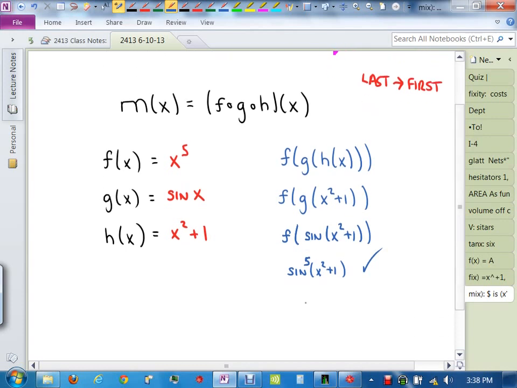It depends. I think you're asking me this. Is this sine of x squared plus 1?